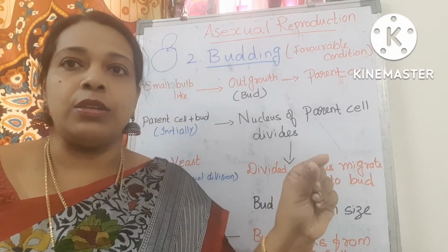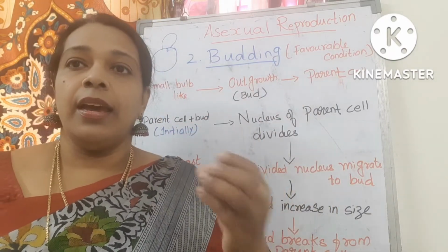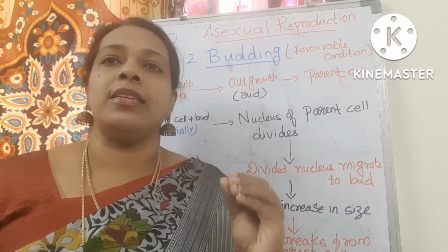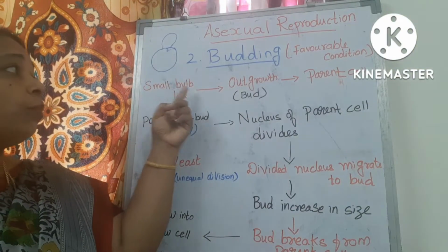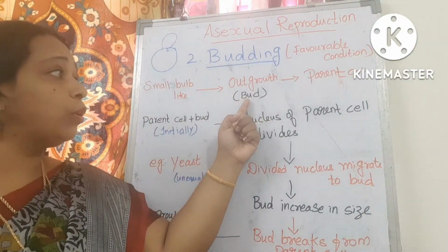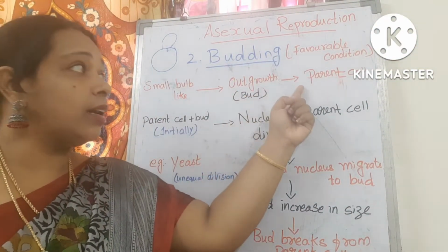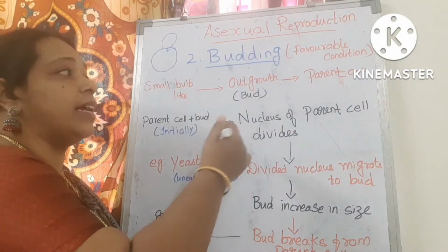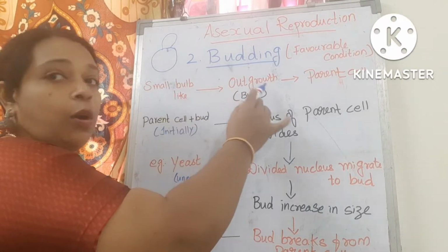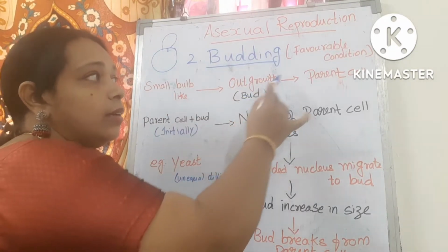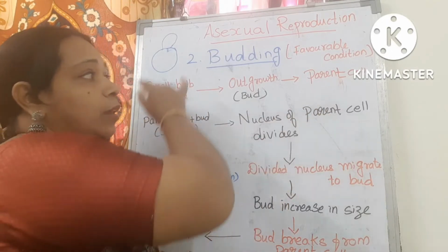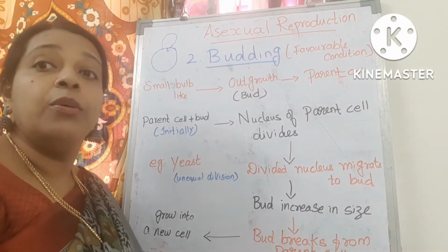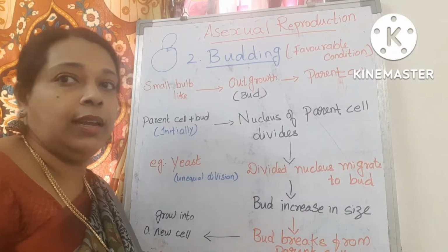Same way here also, from the parent cell a small projection comes out. Small projection, and that we call a bud. Here, a small bulb-like outgrowth, that outgrowth is called a bud. It occurs on the parent cell, and this process we call budding. A small bulb-like outgrowth called a bud is formed on the parent cell, and the process we call budding. It is a type of asexual reproduction where the sex organs are not involved.